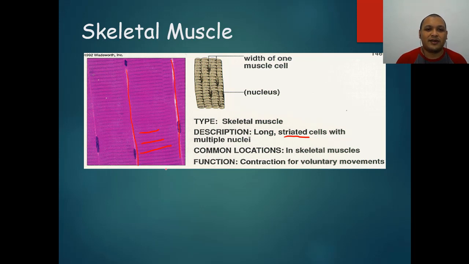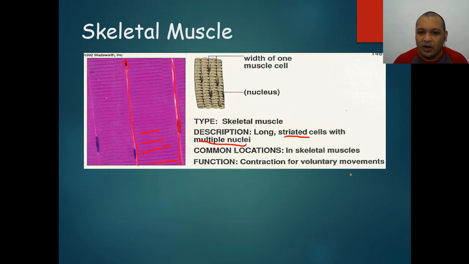But the difference with the previous one, it doesn't have a branch. So no branch in this case. And then another characteristic of this type of muscle, it has what we call multiple nuclei. So it has more than one nucleus in one cell.